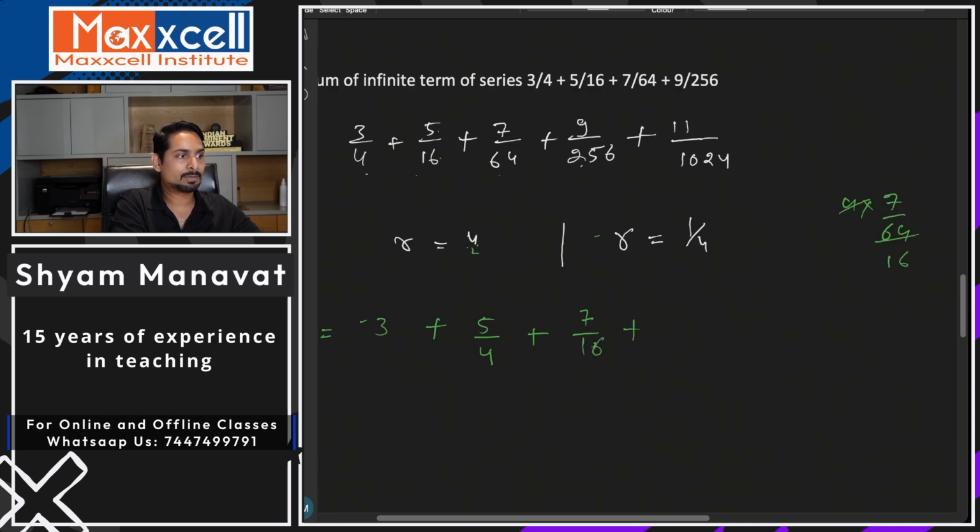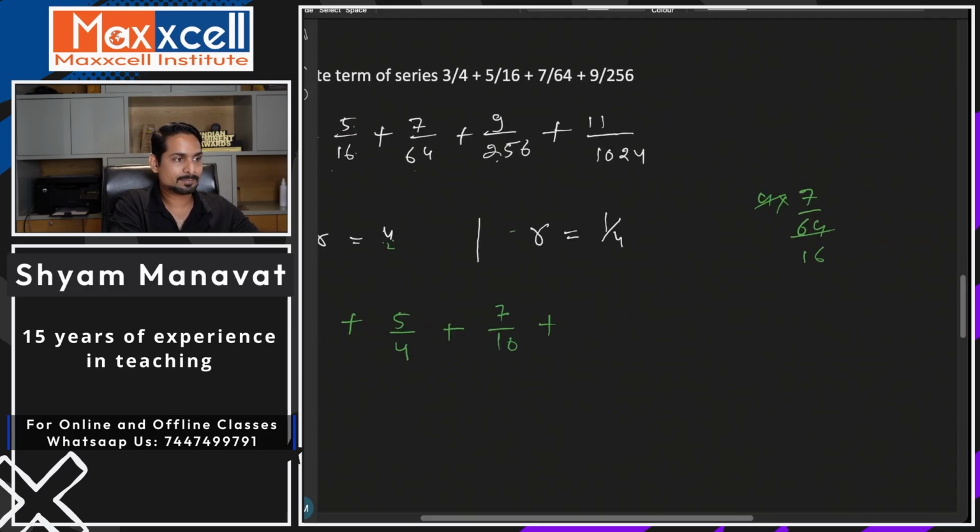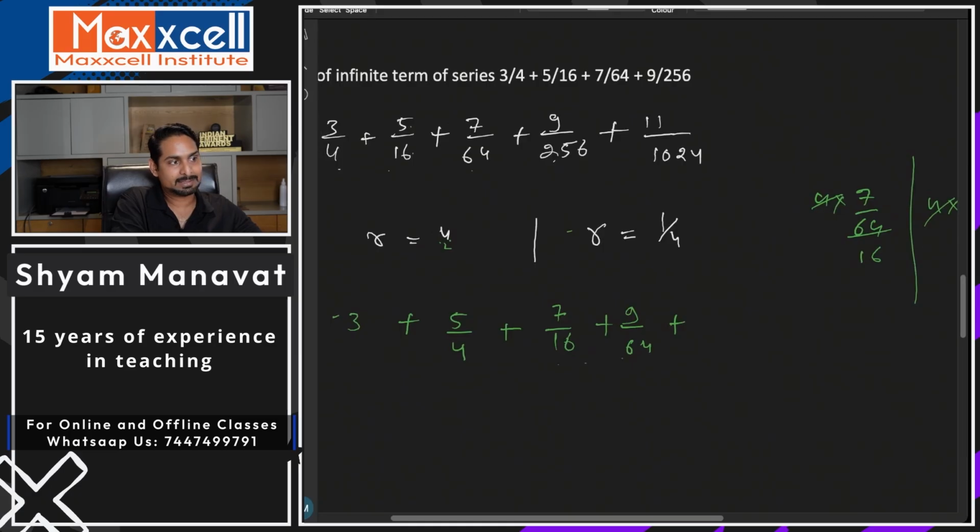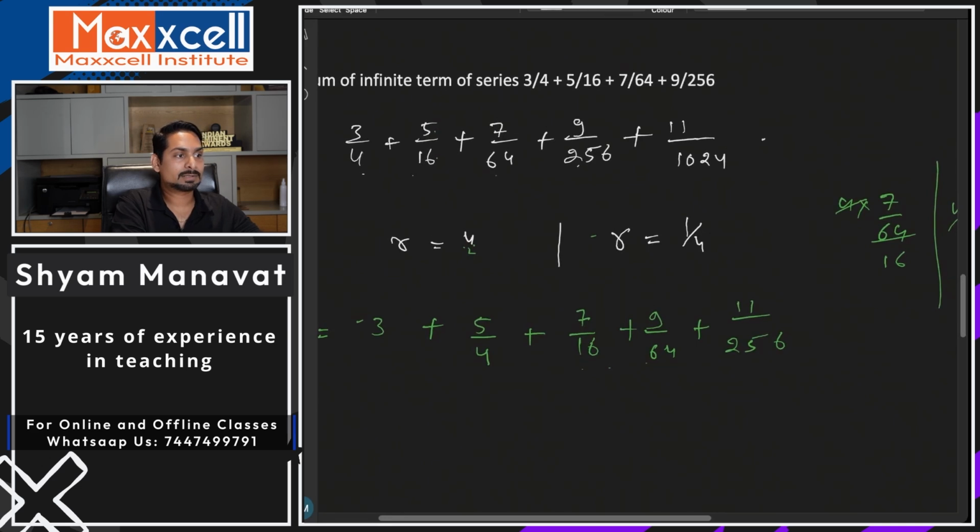Then 4 multiplied by 9 upon 256. Here you will be left with what? 64. So you have got 9 by 64 here. Now by looking at this progression, can you tell me the next term? It should be 11 upon 256, correct? Now we mark the first one as equation number 1, the second one as equation number 2.